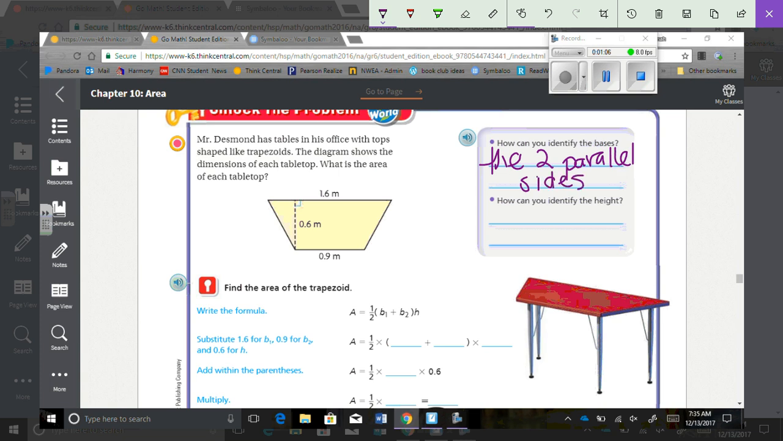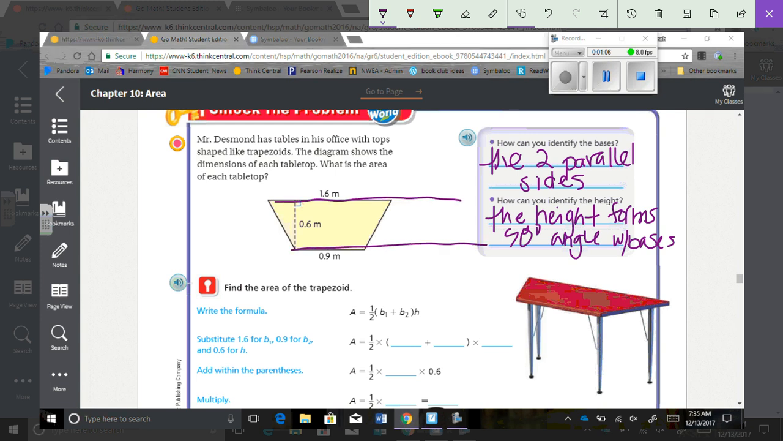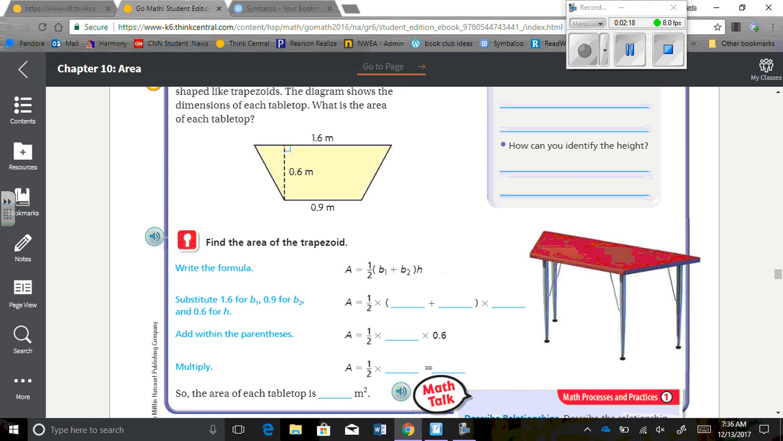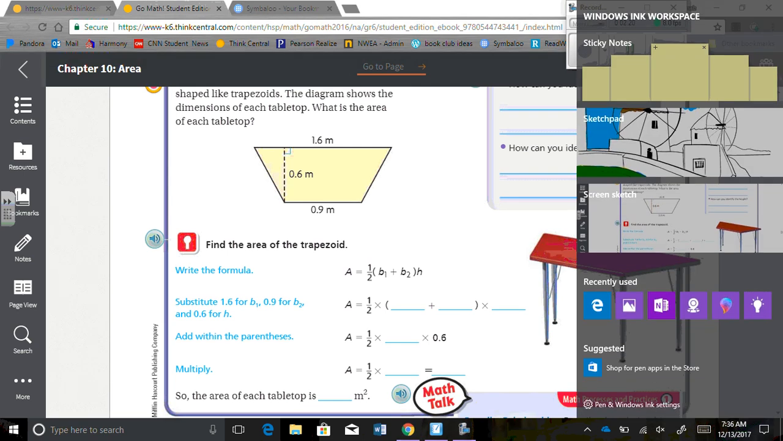And how can you identify the height? The height forms a 90-degree angle with bases. So the two parallel sides that could go on and on and on and never meet, those are the bases, and the height forms that 90-degree angle with the bases right there. Find the area of the trapezoid. So let's look at that.